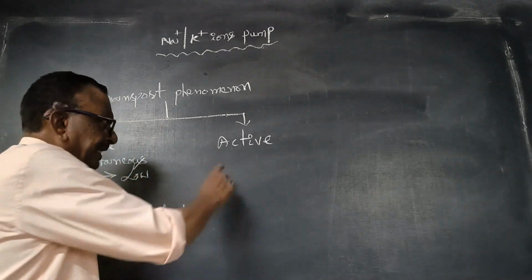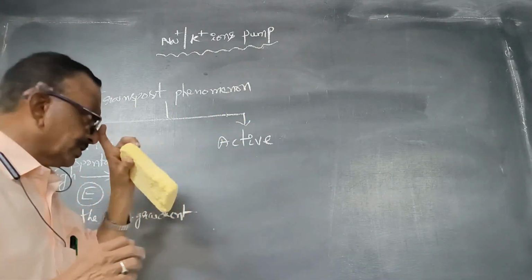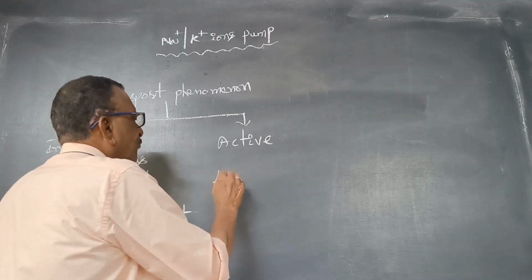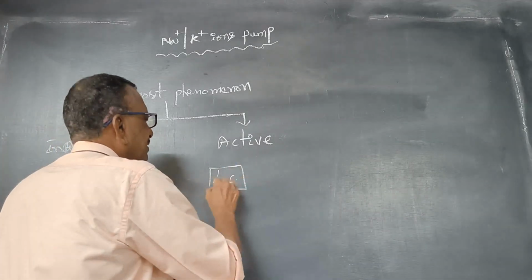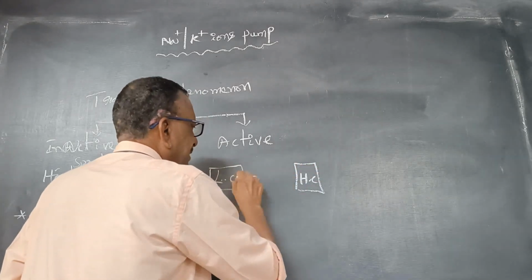Now, come to the second one. Active transport phenomenon means, in this case, the ions are moving from low concentration towards a high concentration.